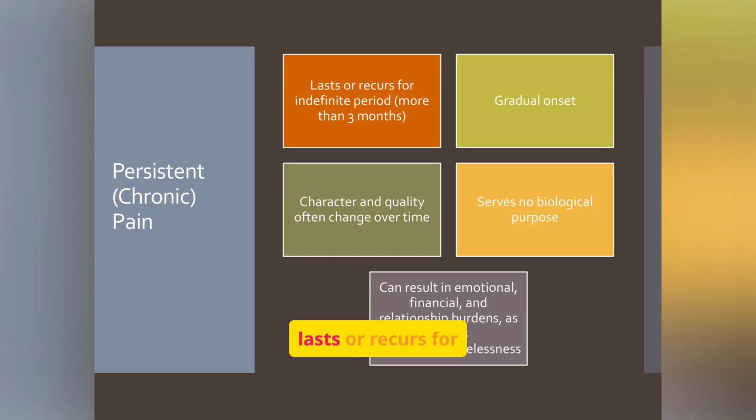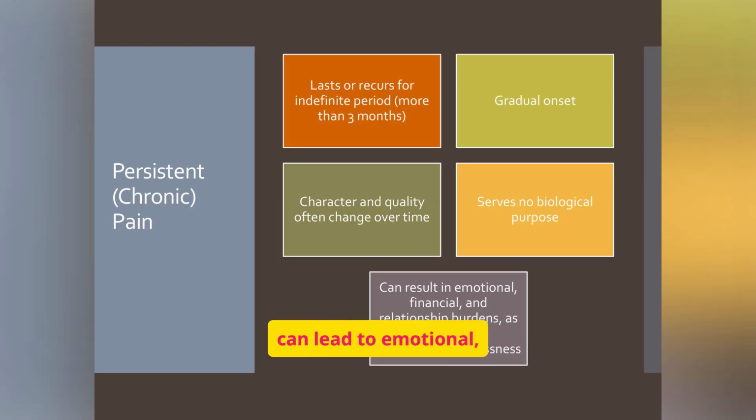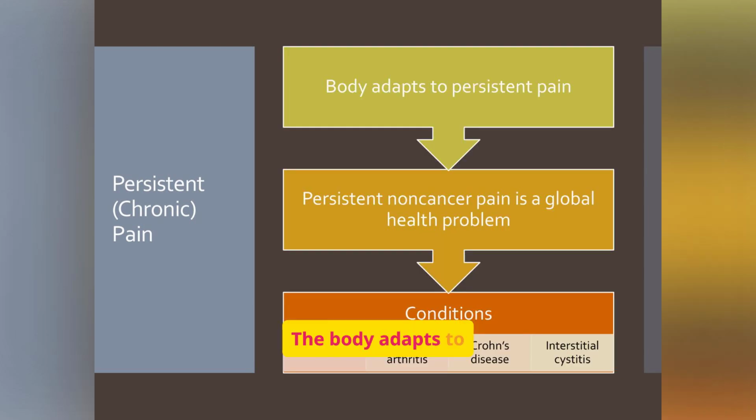Persistent pain lasts or recurs for more than 3 months. It has a gradual onset, and its character can change over time. It serves no biological purpose and can lead to emotional, financial, and relationship burdens. Chronic pain can become a disease in itself. It affects how people sleep, interact with others, and even their ability to maintain employment or enjoy daily life. The body adapts to persistent pain, making it a global health problem.